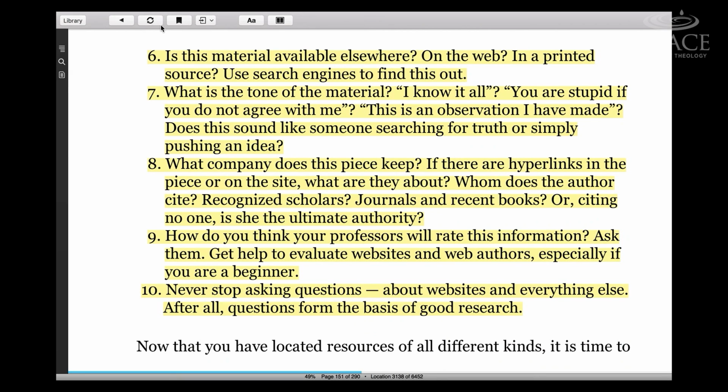So ask a bunch of questions about websites when you are considering using them as a source material.